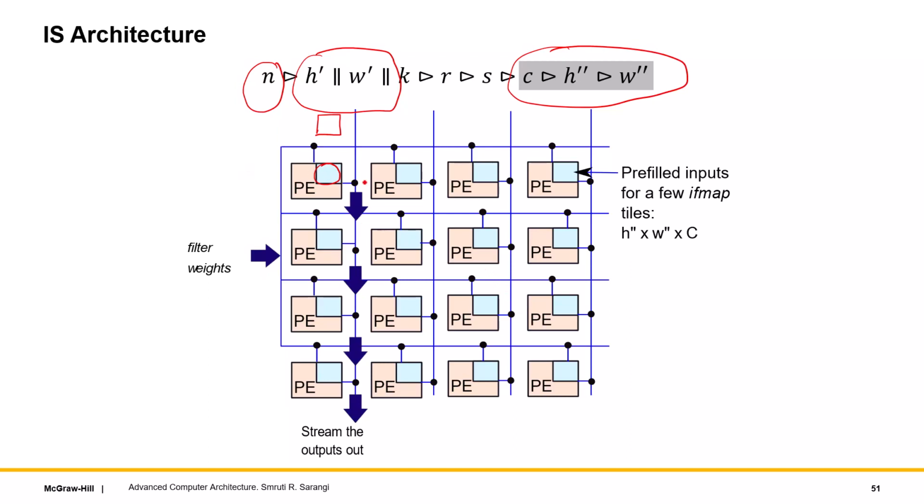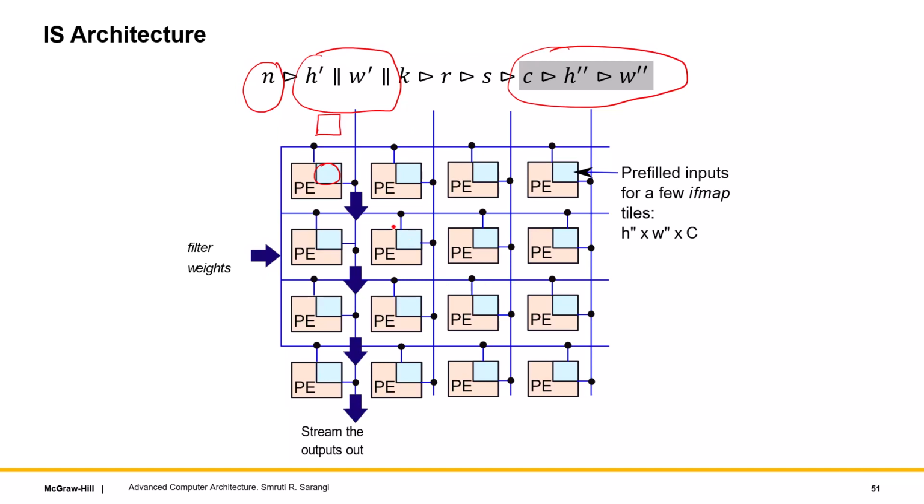Once that happens, each and every PE computes its respective convolutions, okay? And once the respective convolutions are computed, then they are streamed out via these columns. So we stream the output and the output corresponds to the output channels.